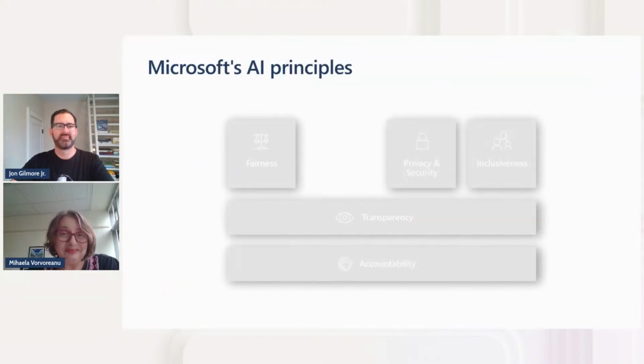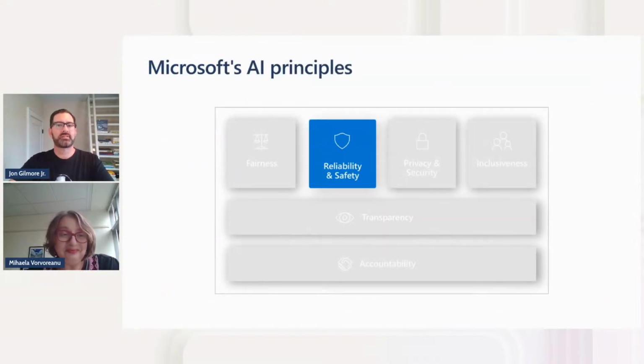Absolutely. All right, so the next principle is reliability and safety. To build trust, it is very important that AI systems operate reliably, safely, and consistently under normal circumstances and in unexpected conditions. How they behave and the variety of conditions they can handle reliably and safely largely reflects the range of situations and circumstances that developers anticipate during design and testing.